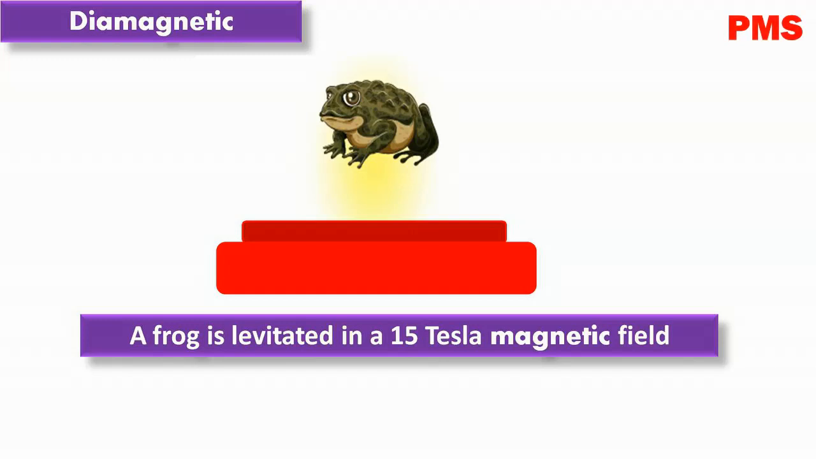Frog in the diamagnetic field. You can see the image of the diagram. A frog is levitated in a 15 Tesla magnetic field. The levitation force is exerted on the diamagnetic water molecules in the frog's body. This is the best known example of diamagnetism.